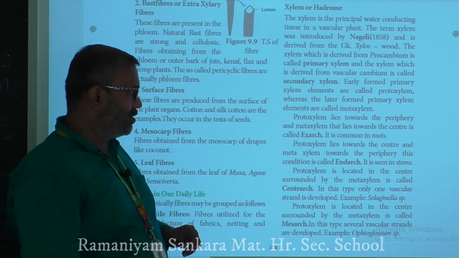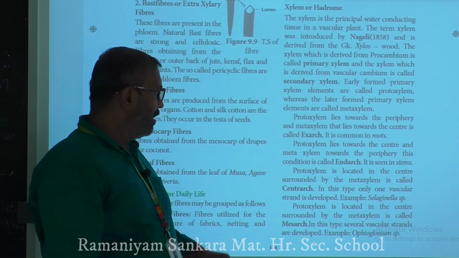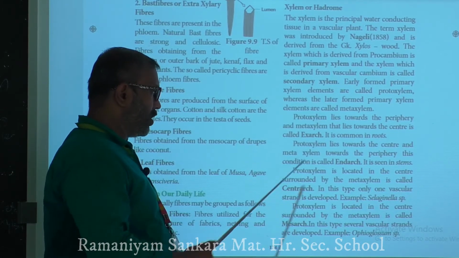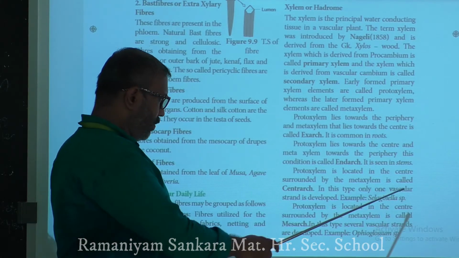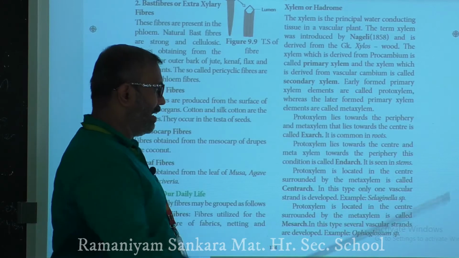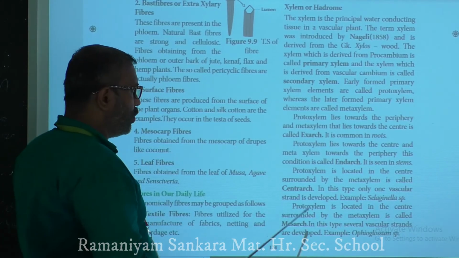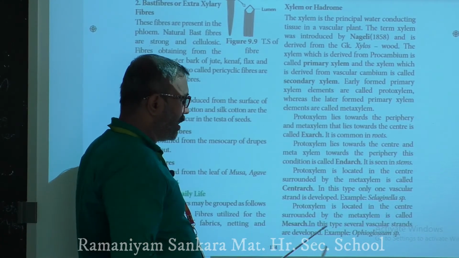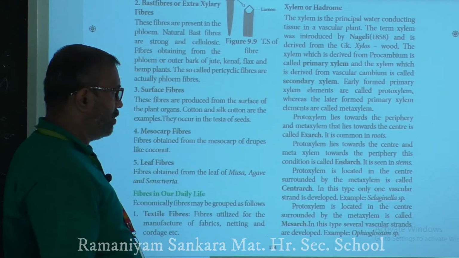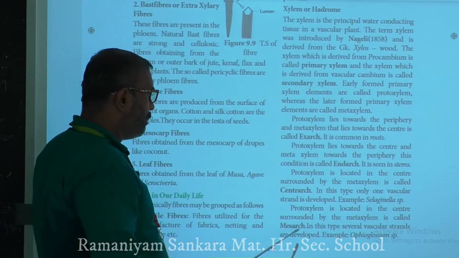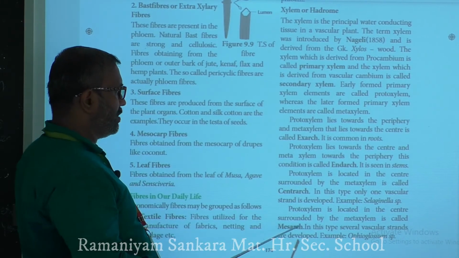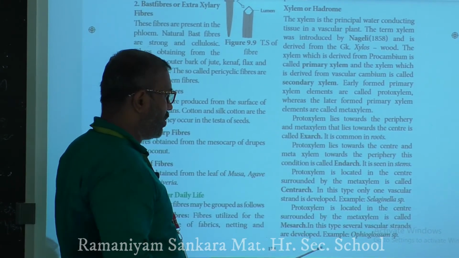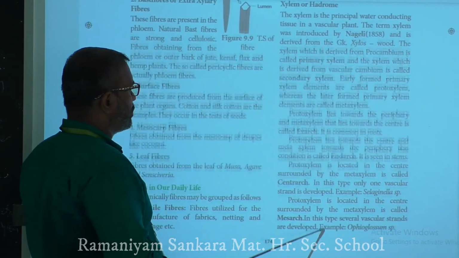Protoxylem is located at the center, surrounded by the metaxylem. So protoxylem is located on the center side and metaxylem surrounds it; this is called centrarch. It is a type where one vascular strand is developed. Example, Selaginella species. Where protoxylem is located in the middle, surrounded by metaxylem, it is called mesarch. So exarch, endarch, centrarch, mesarch. This type has several vascular strands developed. Example, Psilotum species.